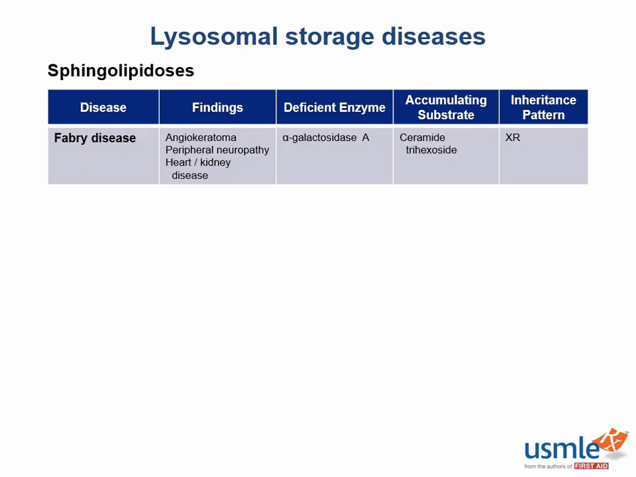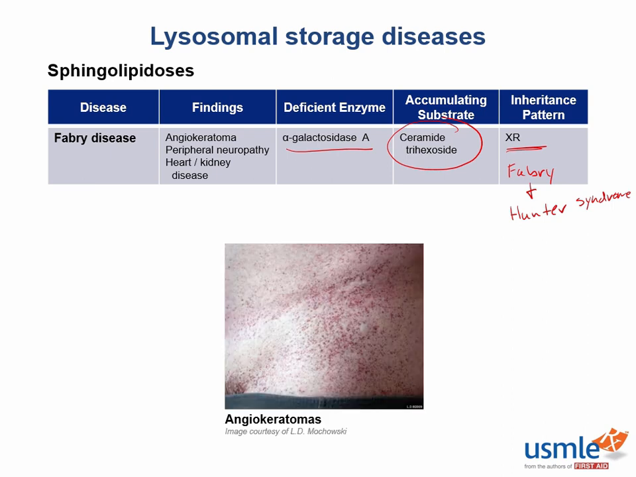Now next up, we have Fabry disease, which is due to a deficiency in alpha-galactosidase A, and this leads to the accumulation of ceramide trihexoside. And with that said, what were the two X-linked recessive lysosomal storage diseases? There you go. Hopefully you're thinking about Fabry's disease, since we're talking about that one now, as well as Hunter's syndrome. And all the other lysosomal storage diseases we'll cover are autosomal recessive. Now, Fabry's disease can present with angiokeratomas, which signify a capillary disorder, and you can see an example of these here.